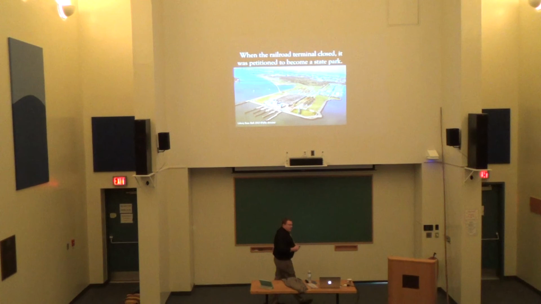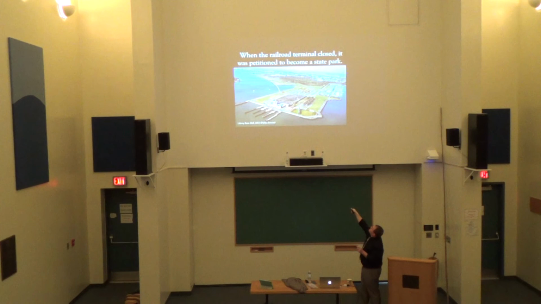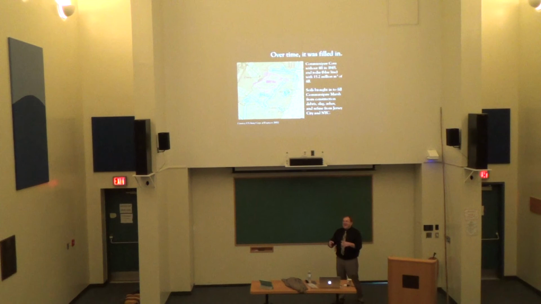And in 1967, the railroad terminal closed and it became a state park. But what happened is all of the outer areas were cleaned up. The interior portion of 102 hectares was left because that's where the most contamination was. So this is where the main railroad tracks were, and this is where the spills from rail cars and things like that would contaminate the soils in a very patchy kind of way.